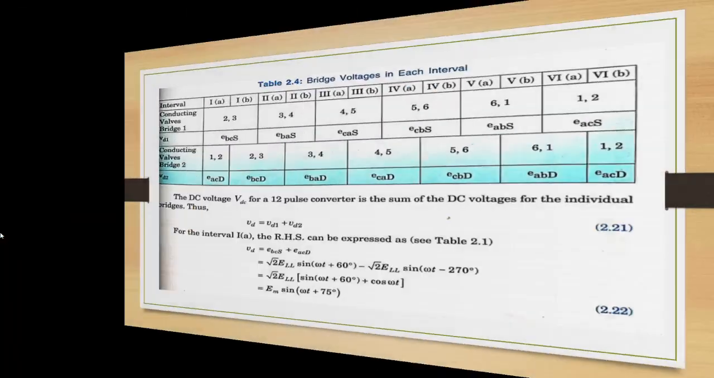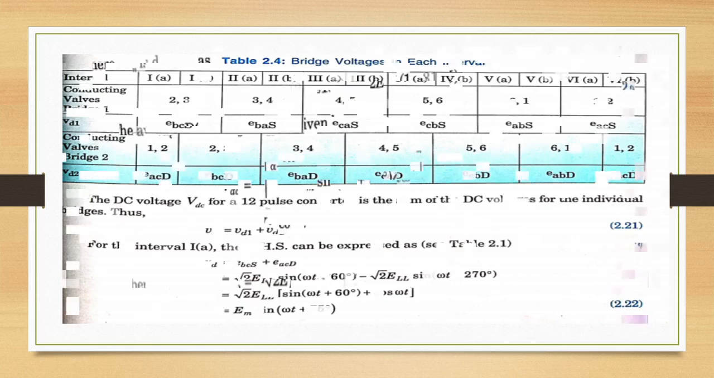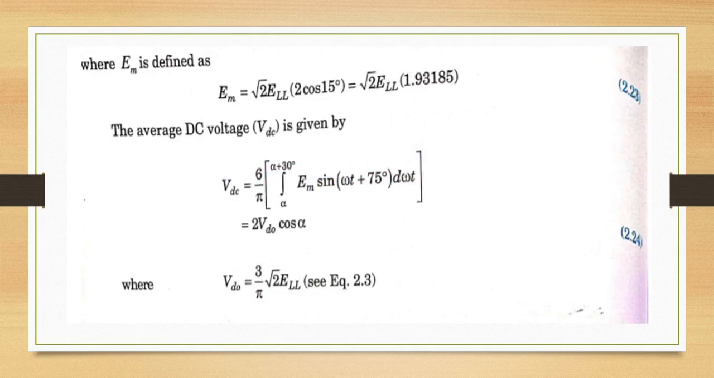DC voltage VD for a 12 pulse converter is the sum of the DC voltages of the individual bridges. So VD equals VD1 plus VD2. For the first interval, the right-hand side can be expressed as VD equals EBCS plus EACD, from the table. Substituting the values of EBCS and EACD, we get VD as EM sin omega t plus 75 degrees, where EM is root 3 ELL times 2 cos 15 degrees, that is root 2 ELL times 1.931.